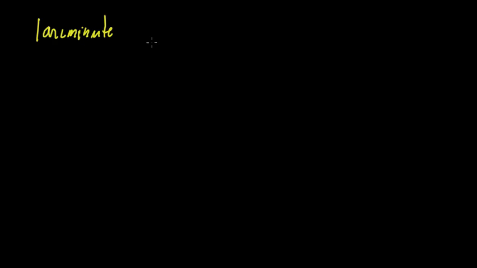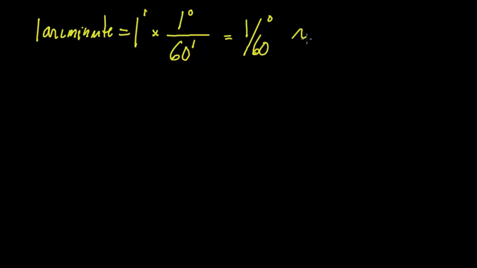which is sometimes abbreviated with a little tick mark, and we know that there are 60 arc minutes in 1 degree, so this is really 1/60th of a degree. That's his resolution. The resolution means the smallest angular size that he could possibly see.